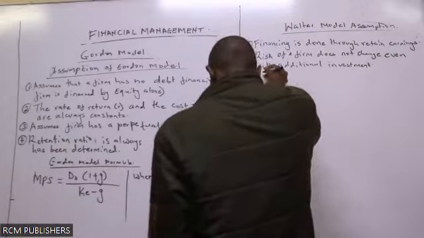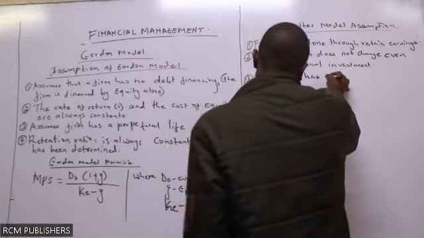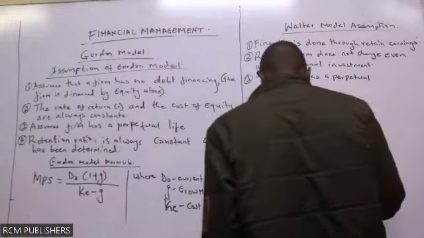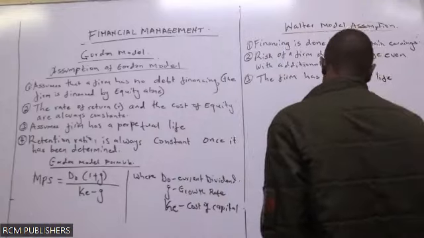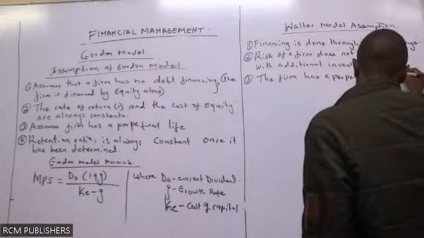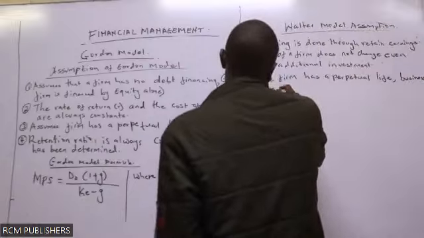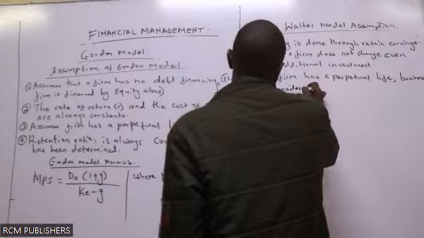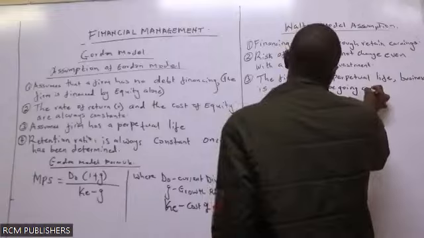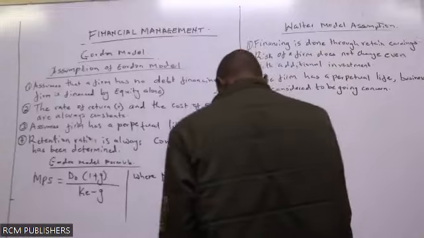Then third, the firm has a perpetual life, infinity. The going concern of the firm is not doubtful. The business is considered to be a going concern.